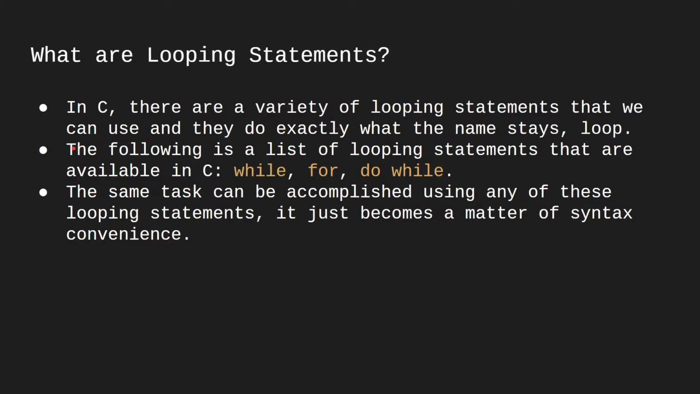The following is a list of the looping statements that are available in C. We have the while loop, for loop, and do while loop. Now, there's other ways of accomplishing loops, but these are the primary ways that we are going to concern ourselves with.